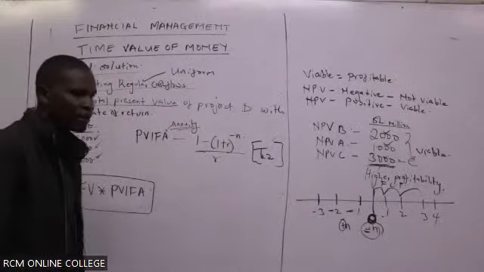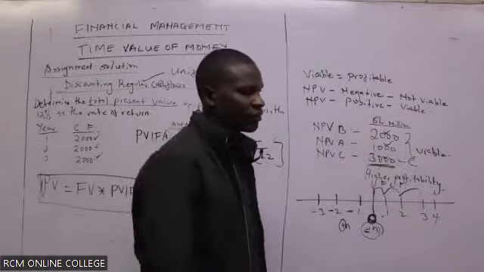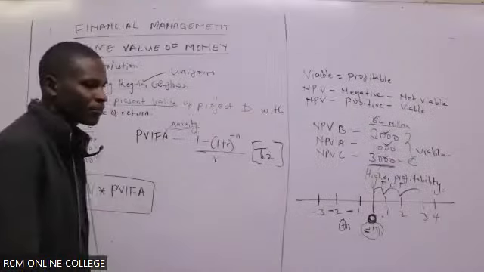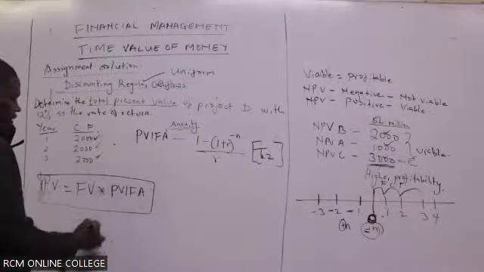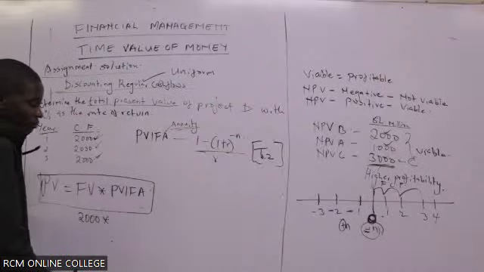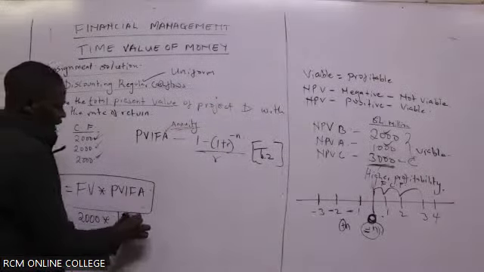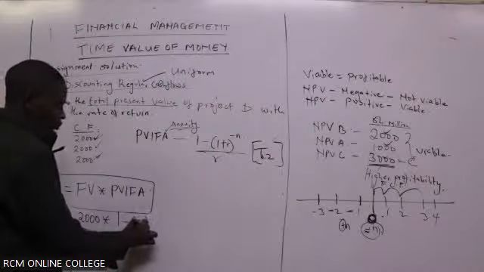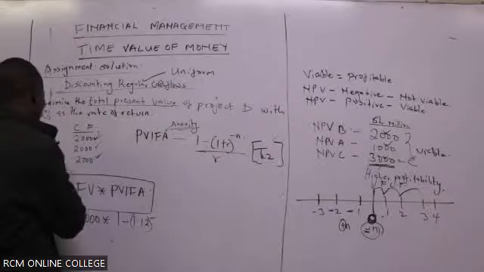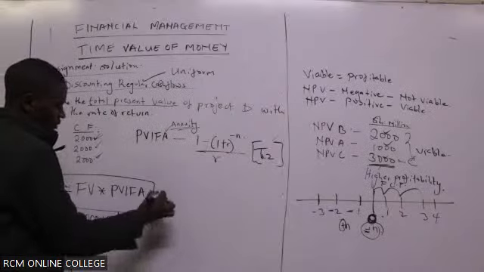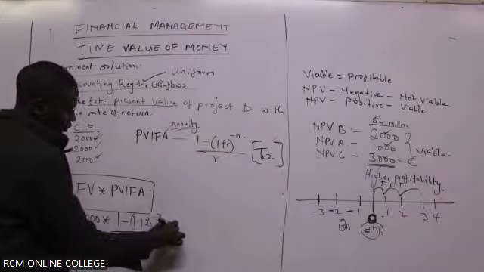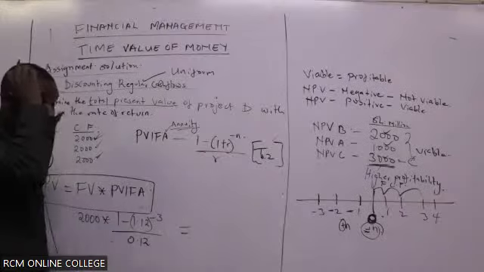For example, in our case, what is the future value? In our question there, it is 2000 times PVFA. PVFA will be 1 minus 1.12 raised to the power negative 3, taking all the years, then this divided by 0.12. Whatever you get there will be the present value.